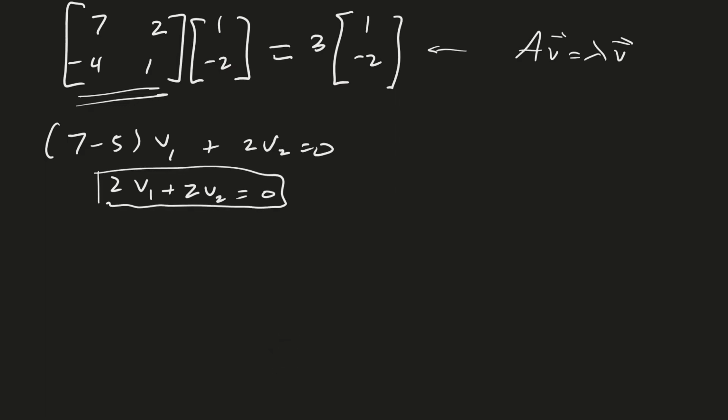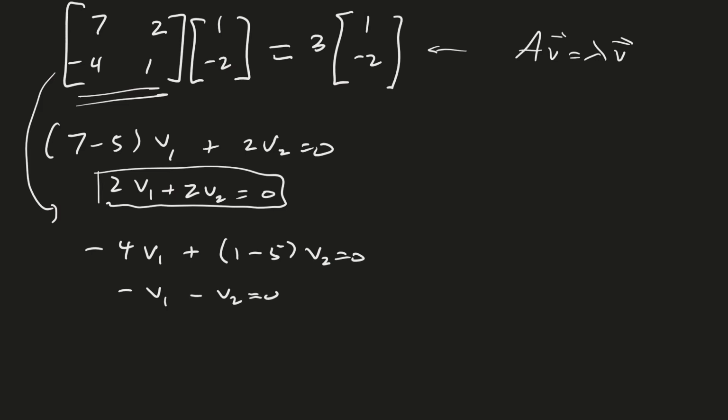Now, how do I know that? If I go into the second equation, that would be minus 4v1 plus (1 minus 5)v2 equals 0, so I would have minus v1 minus v2 equals 0. Notice that those are multiples of the same equation, by design. So if you're stuck for time, you really only need to look at the first equation.